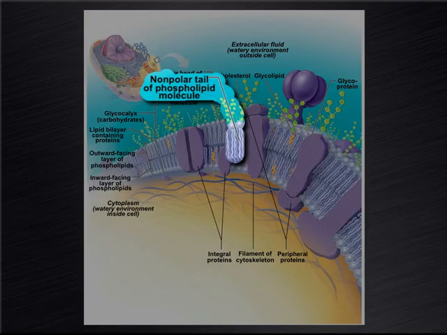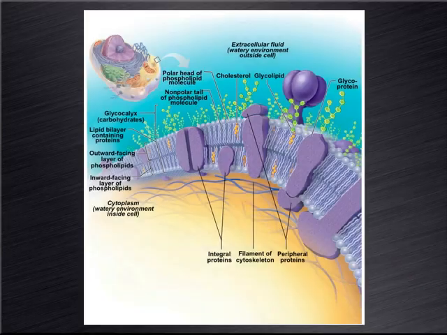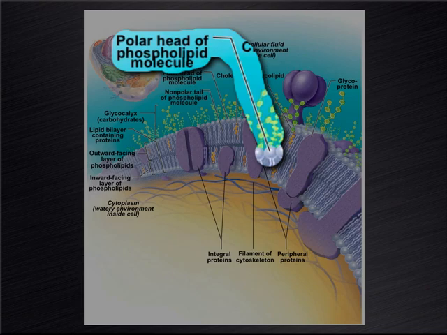The next item here is the nonpolar tail of a phospholipid molecule. It is the double fatty acid tail of a phospholipid. On top of that, we see what is represented here as a little ball. That's the polar head of a phospholipid molecule. And again, this is one single phospholipid in this membrane.